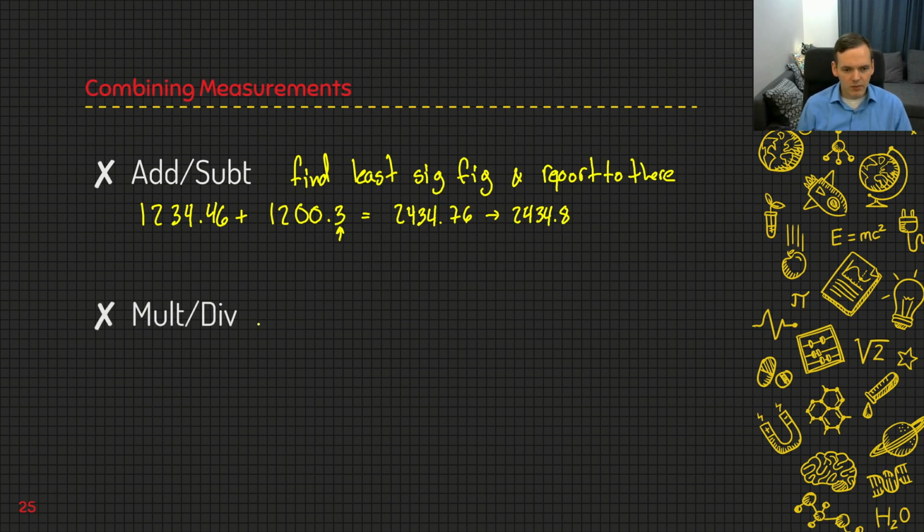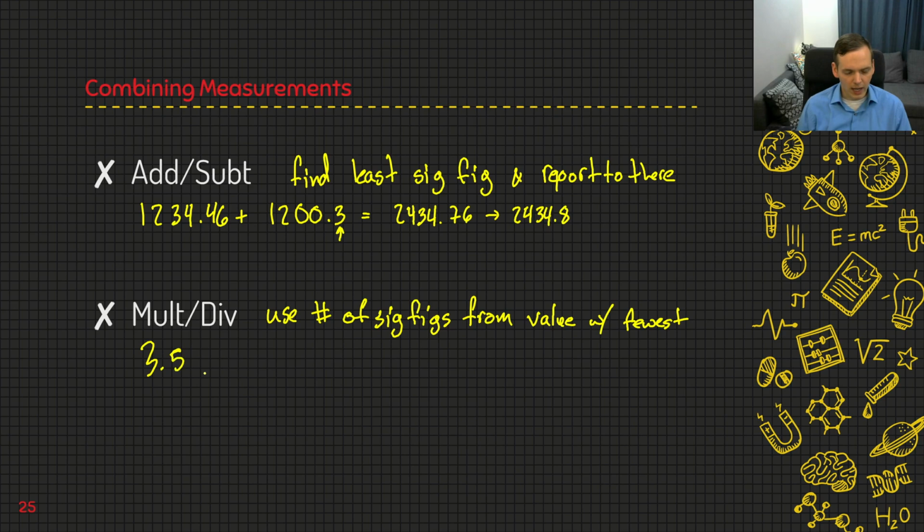Multiplication and division, use the number of sig figs from the value with the fewest. So for example, if I do 3.5 times 2.242, well then my answer would be reported to two significant figures.